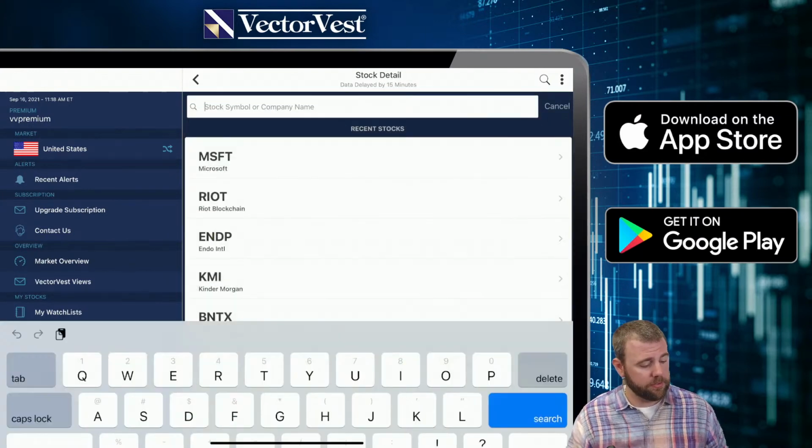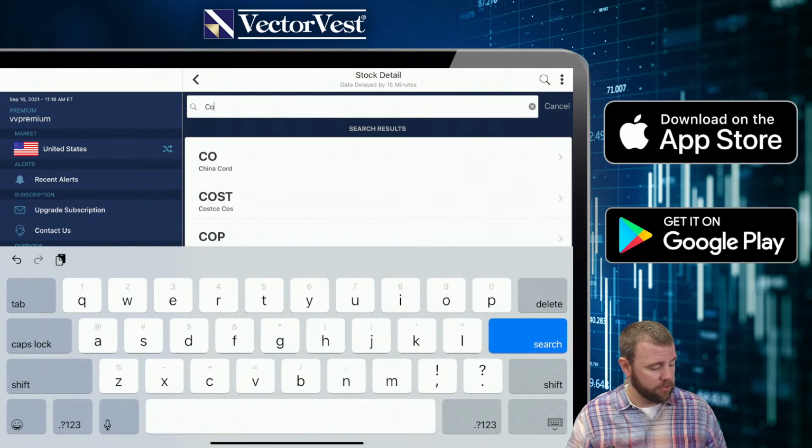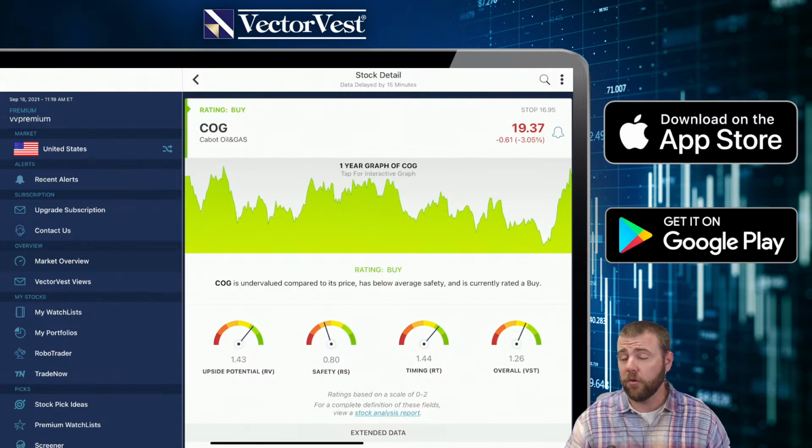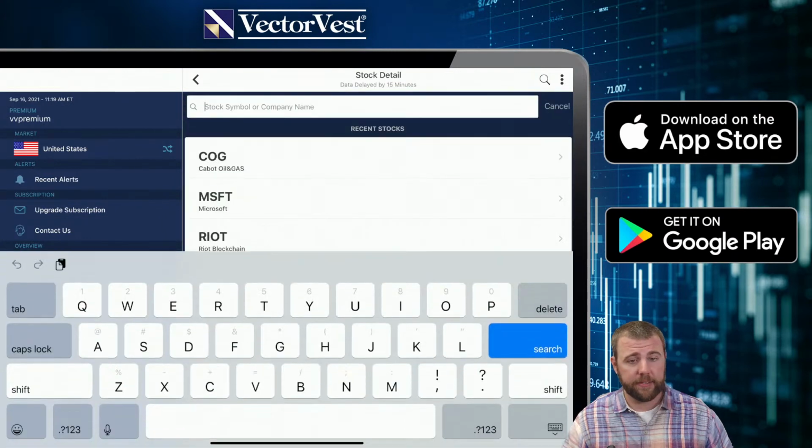COG, let's go take a look. COG, great long-term potential, but does have a lot of risk associated with it. You are in a strong short-term uptrend. Therefore, the stock is still favorable. You know, RT of 1.44, even though it's down 3% here today, overall markets are down. But on a short-term basis, still in a strong uptrend. All right, let's go take a look at the next.